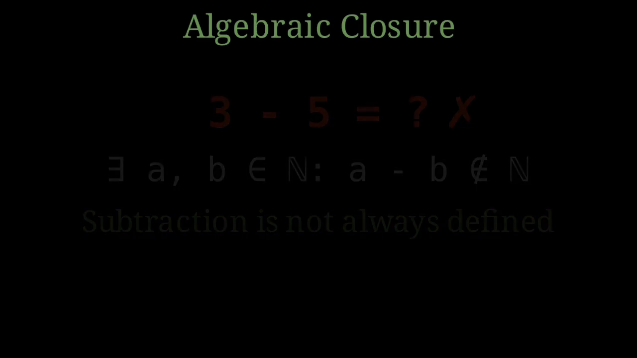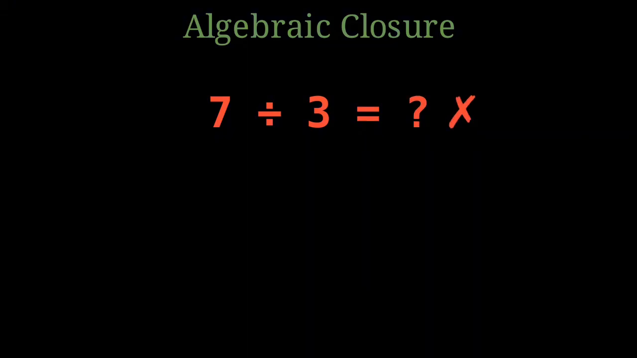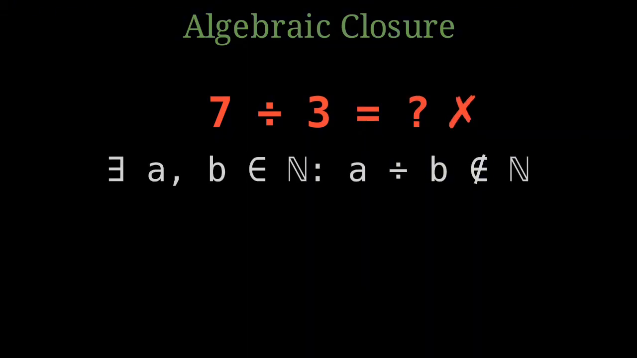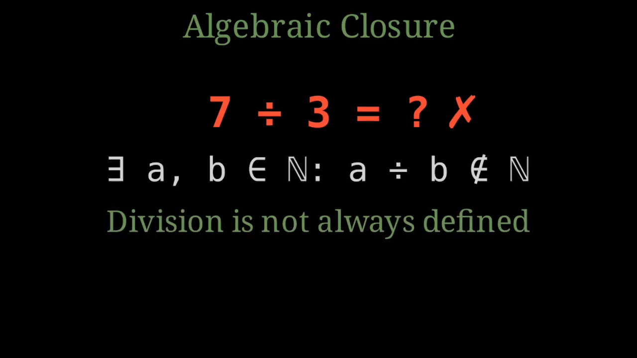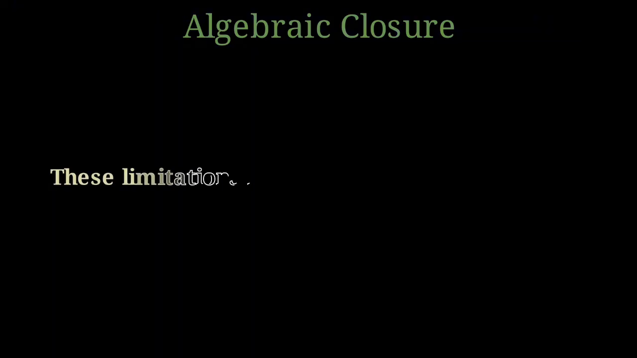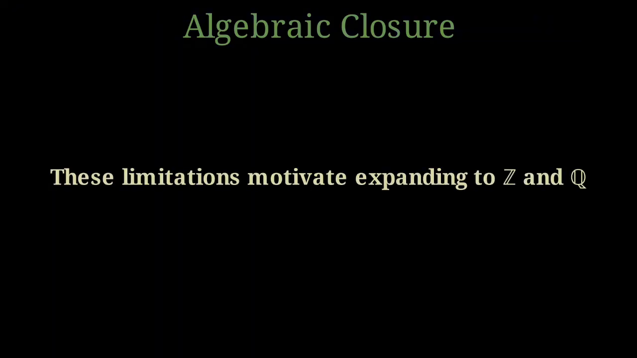Division is also not closed on N. Look at 7 divided by 3. What is the result? There exist natural numbers a and b where a divided by b is not in N. Division is not always defined on natural numbers. These limitations tell us that N alone is insufficient for general arithmetic. This motivates expanding to the integers, denoted Z, which will solve the subtraction problem, and eventually to the rational numbers, denoted Q, which will solve the division problem. We'll discuss integers and rational numbers in a later lesson.